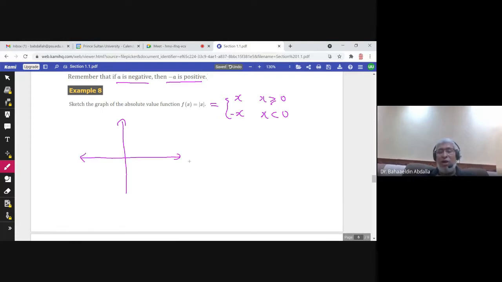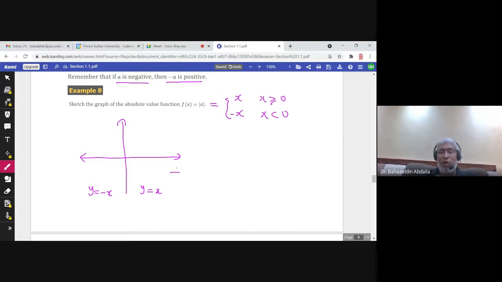Okay, how to graph? It's a piecewise function. The number here is 0. To the right of 0, the graph is f of x equals x, or y equals x. To the left of 0, I have to graph y equals negative x. This is a straight line and this is a straight line.